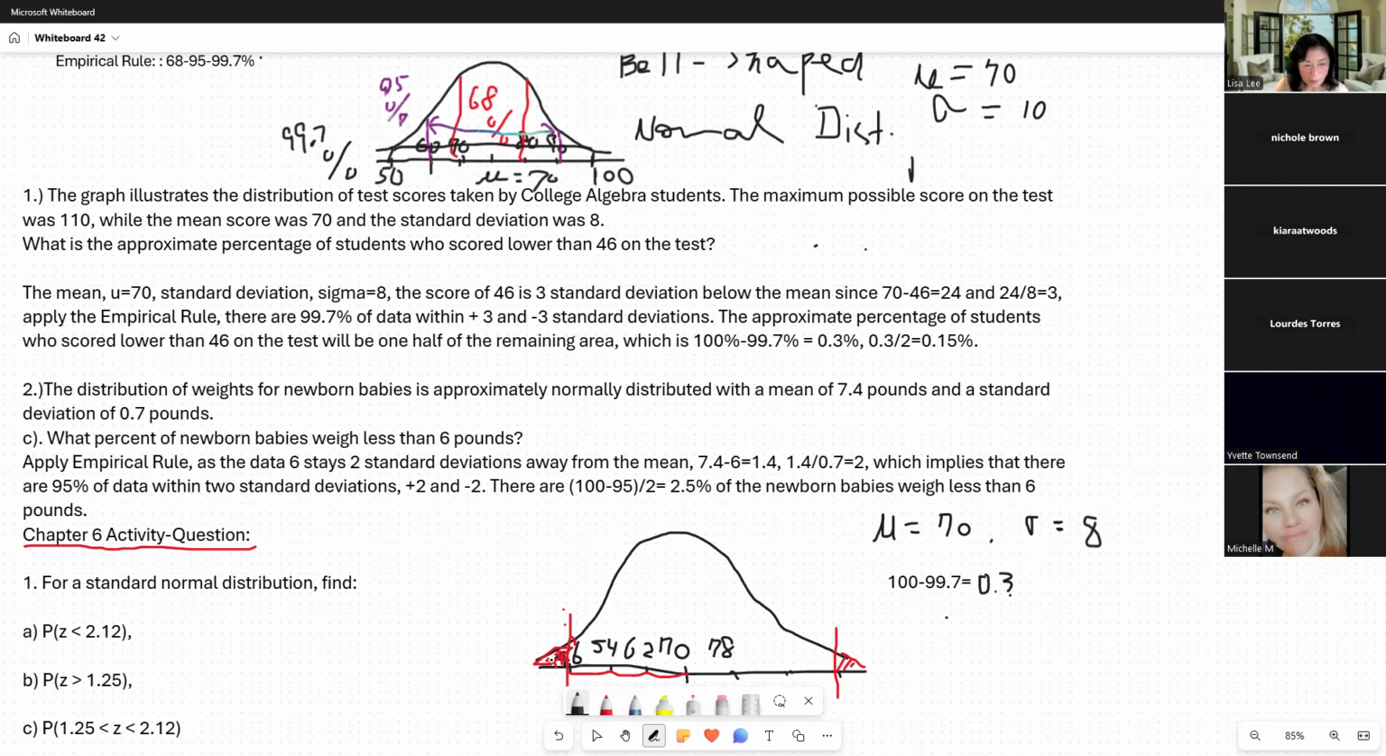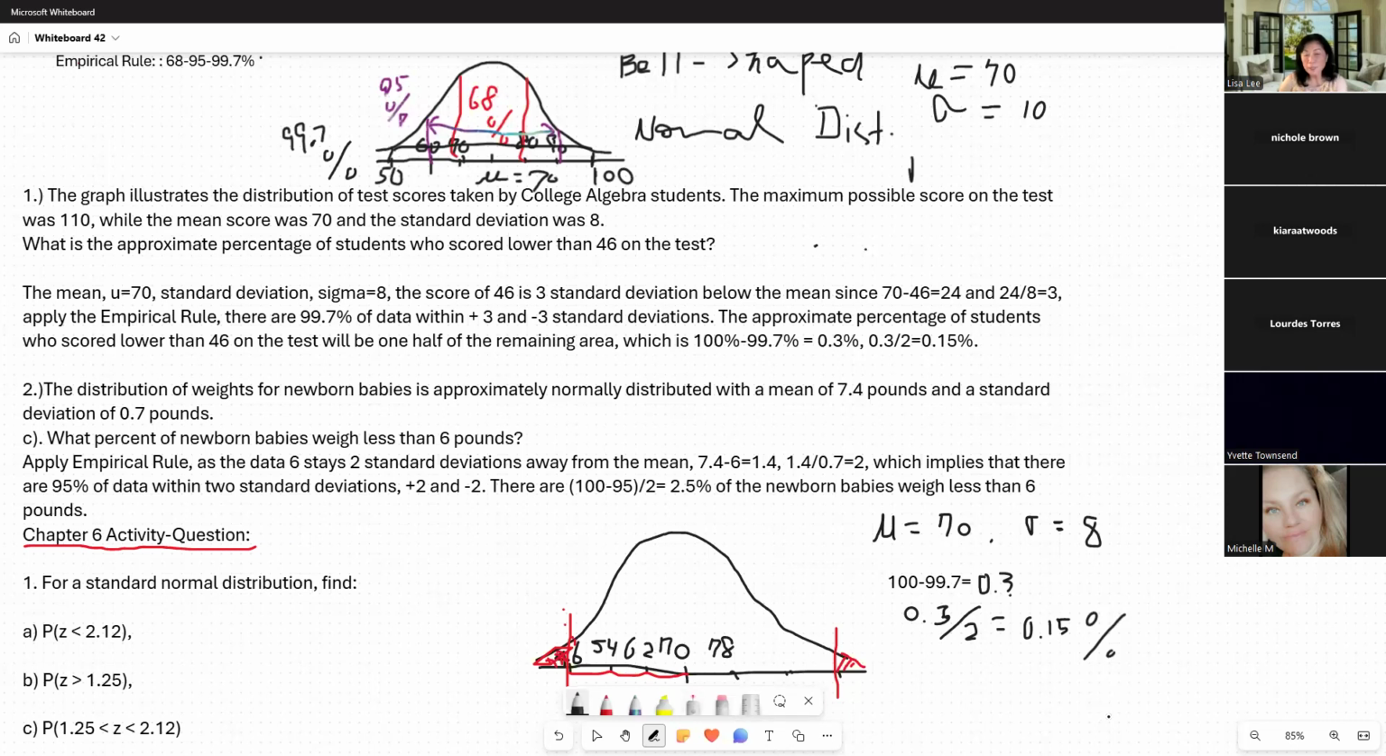Okay, the right end and the left end are the red color. But we are looking for the percentage lower than the 46. That means we need only the left end. So you have to take the 0.3 and divide by 2, because we only want the left-hand side. So the answer will be 0.15. Then at the end, when you finish, add the % symbol. So the ending area, this small red color, is 0.15%.